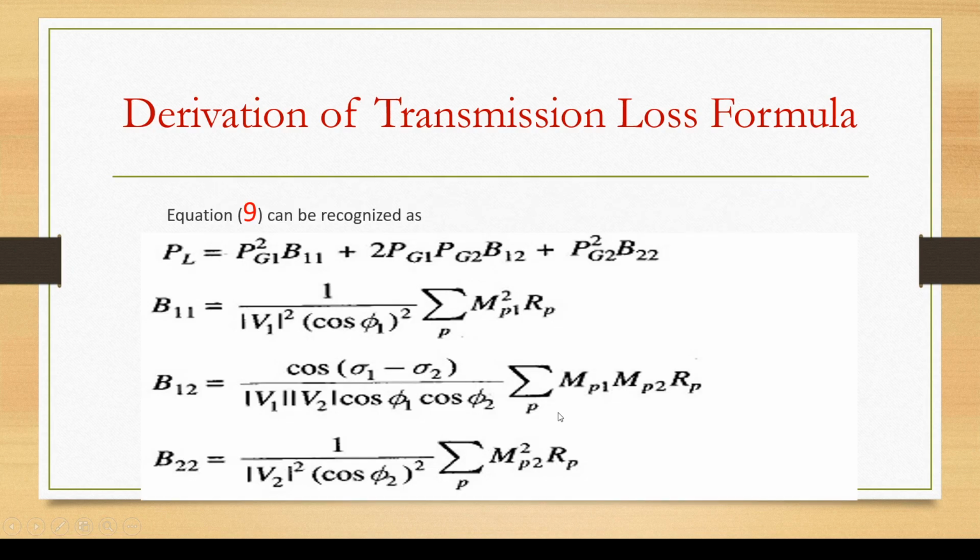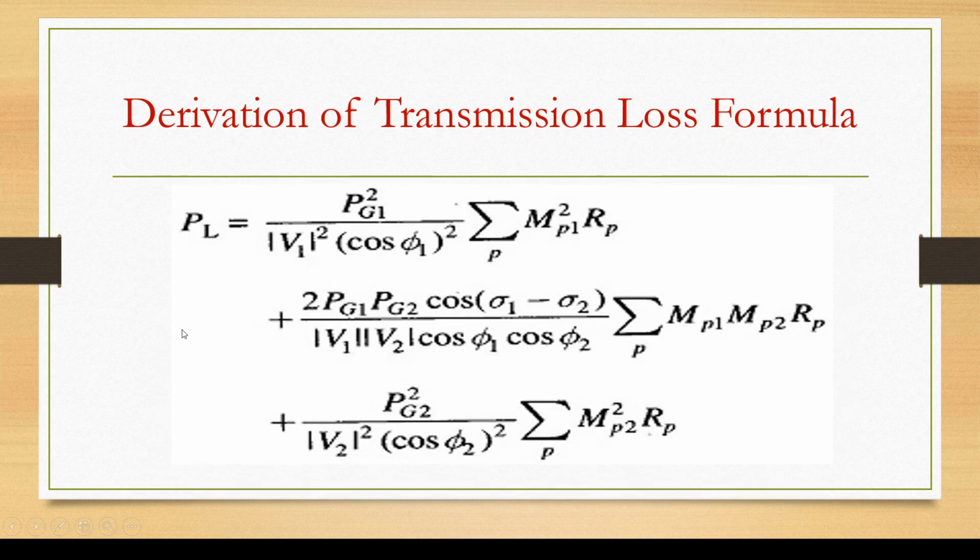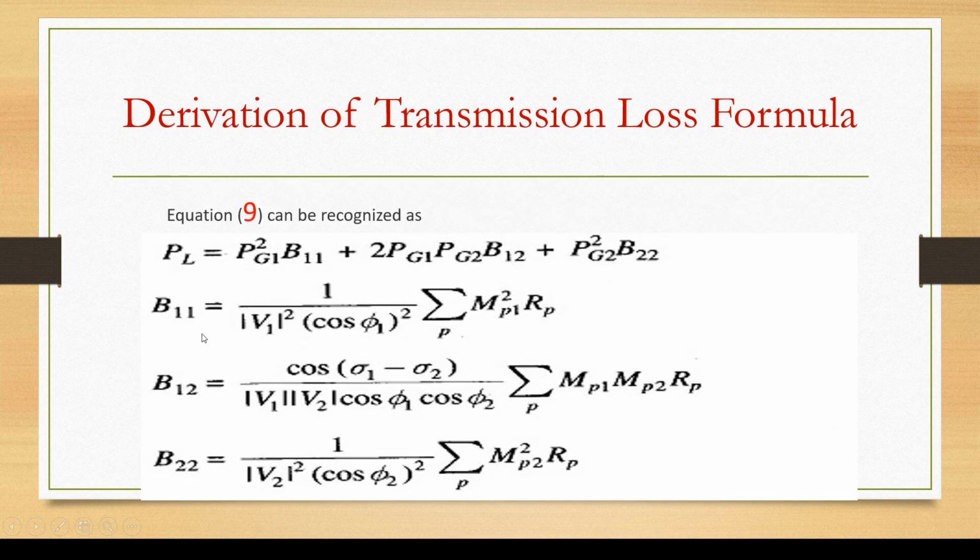So this equation 9 we can recognize as PL equal to Pg1 square B11 plus 2 Pg1 Pg2 B12 plus Pg2 square B22. So what are these B11, B12, B22? These are the BMN coefficients, and B11 we can write from the above equation. See here in this equation we are replacing these terms by B11.